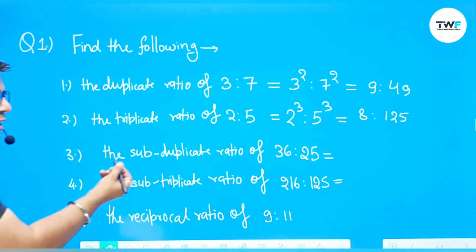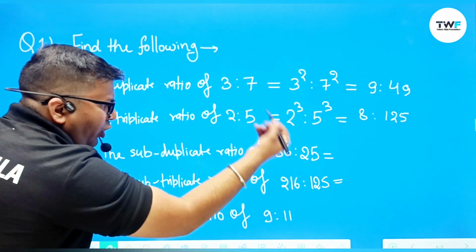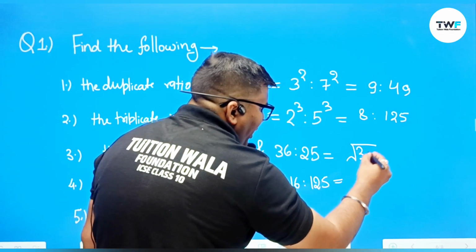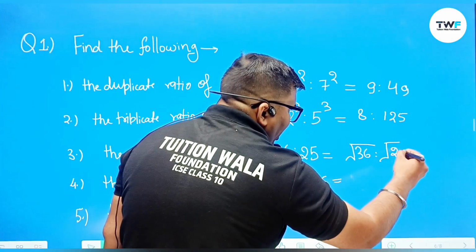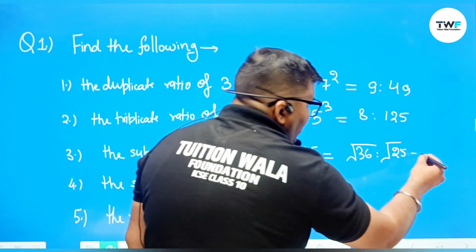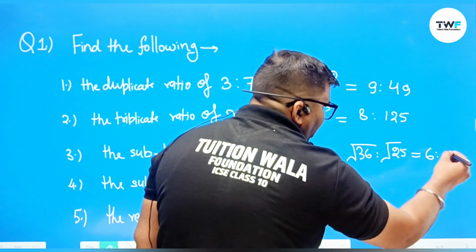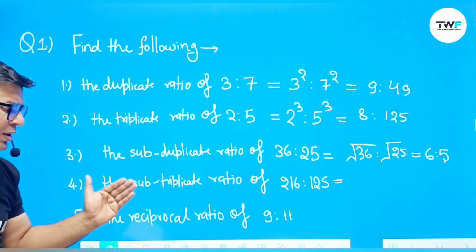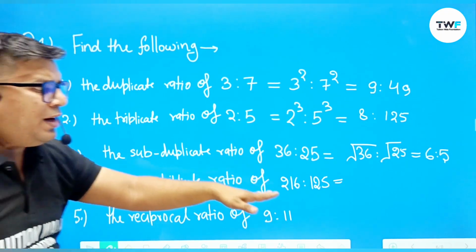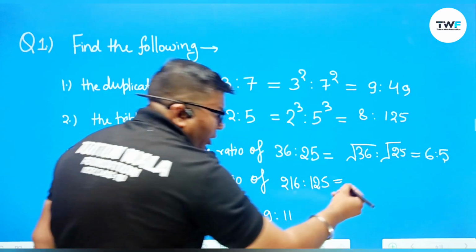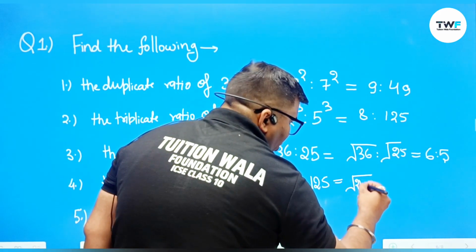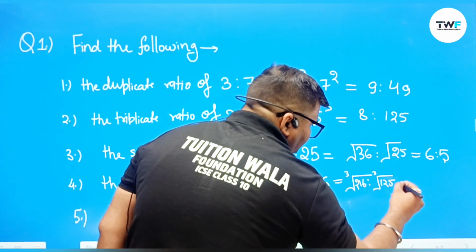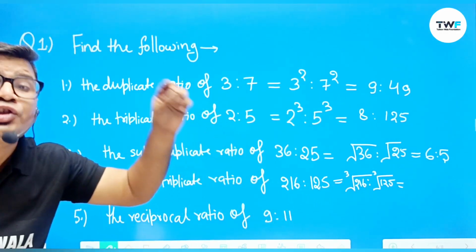And we are moving on to the next question, the sub duplicate ratio of 36 ratio 25. Then the answer will be the square root of 36 ratio square root of 25. Square root of 36 is 6 and square root of 25 is 5. Then the answer will be 6 ratio 5. And we are moving on to the next question, the sub triplicate ratio of 216 ratio 125. Then the answer will be the cube root of 216 ratio cube root of 125. The cube root of 216 is 6.